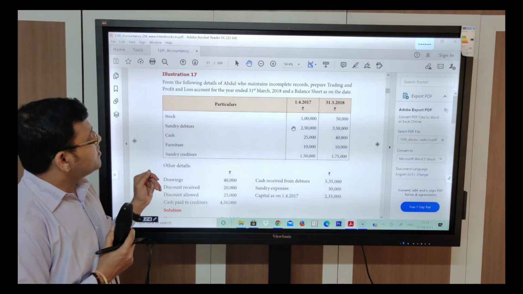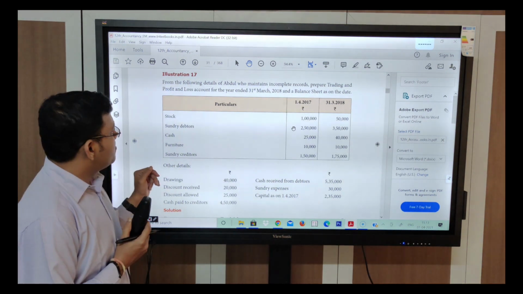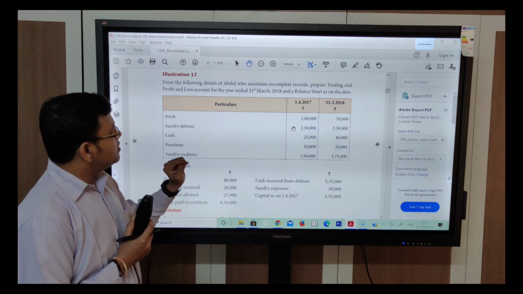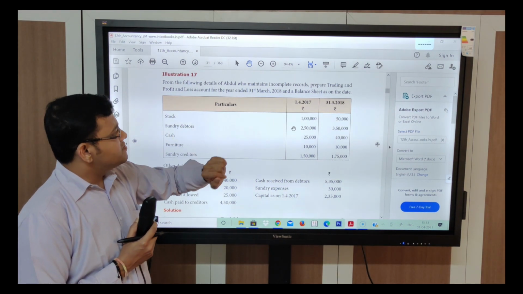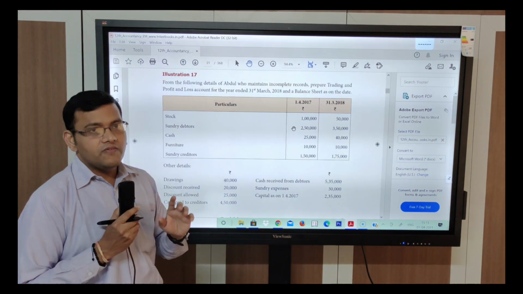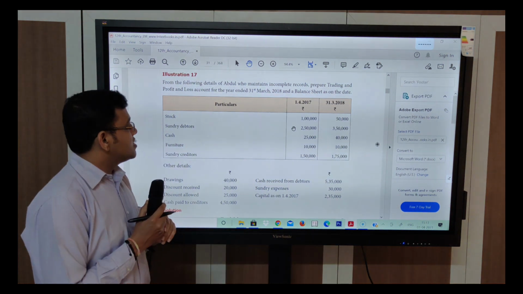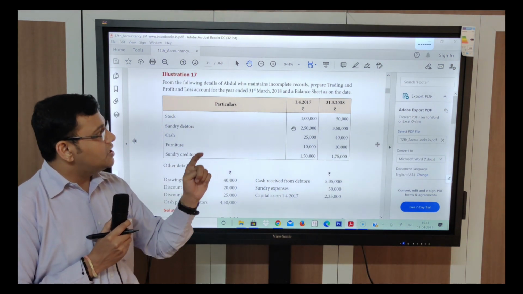From the following details of Abdul, who maintains incomplete records, prepare the trading profit and loss account for the year ended 31st March and the balance sheet. So we have to prepare the trading profit and loss account for 31st March 18 and the balance sheet as on date.